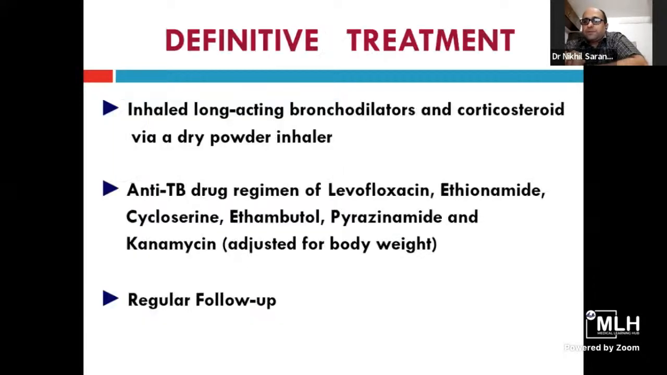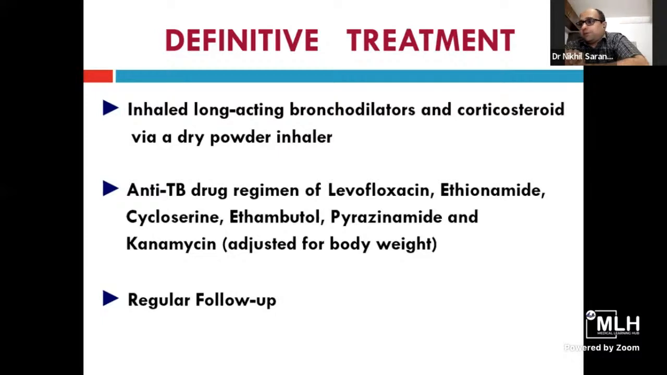So, you have to treat not just the TB. TB you will treat, but you also have to treat the underlying lung disease. So you have to relieve the patient's symptoms of cough and breathlessness. For that, you have to give long-acting bronchodilators and corticosteroid by inhalers. That is for the silicosis, for the obstructive airway disease, which is a component of silicosis.